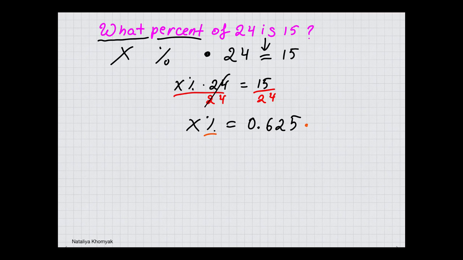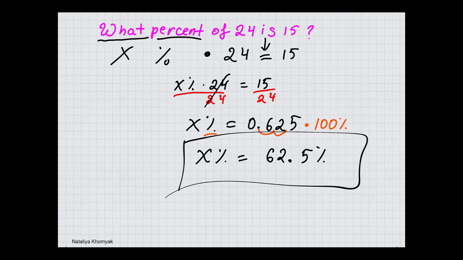So let's multiply this by 100%. We would need to move the decimal place twice to the right. And x, or x percent, equals 62.5%. And this is our solution.